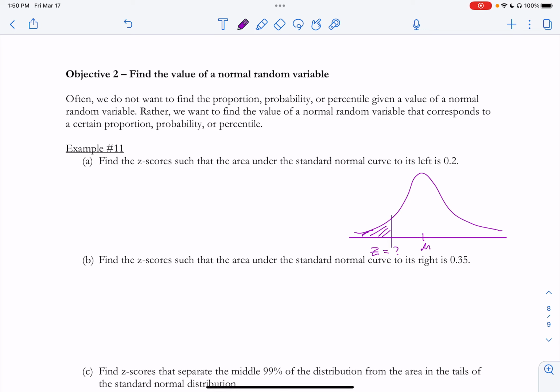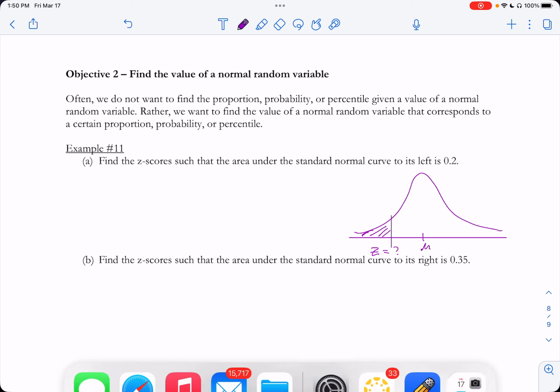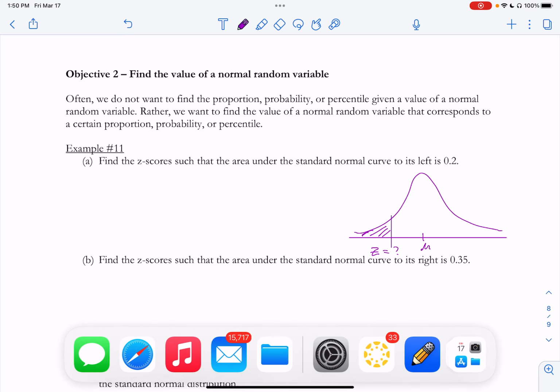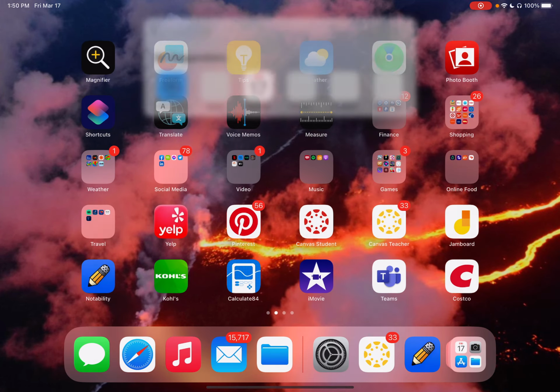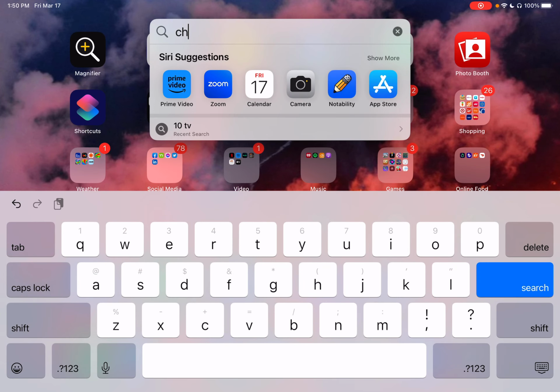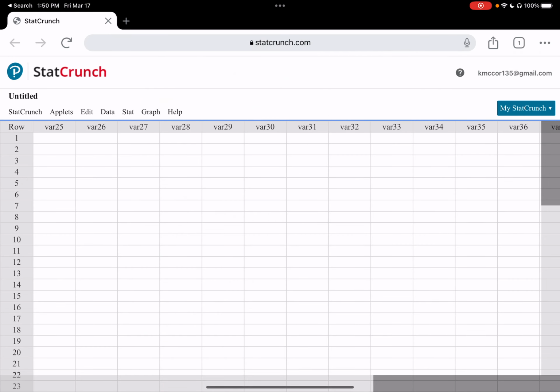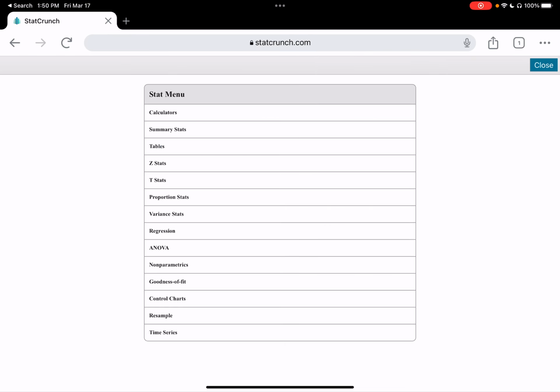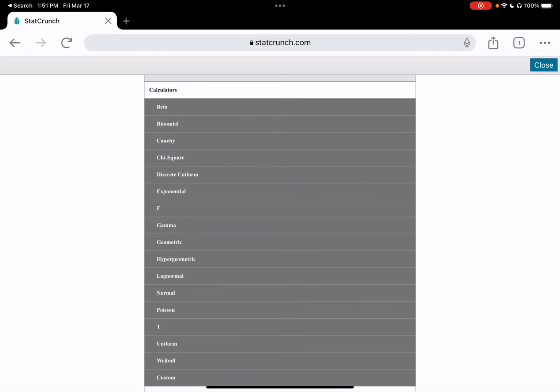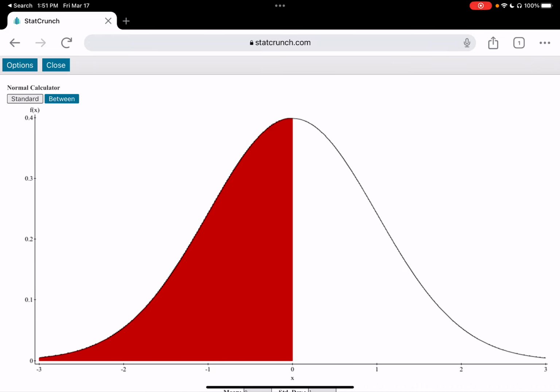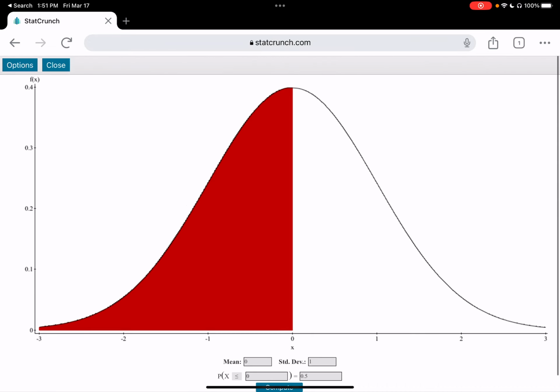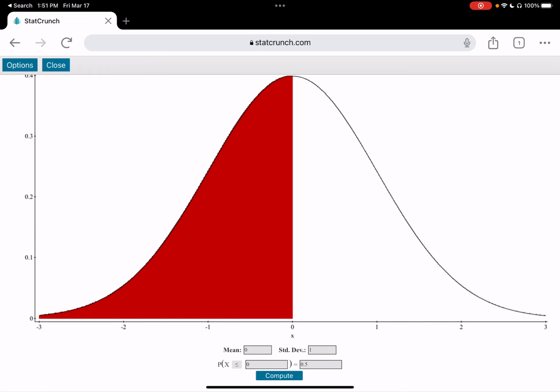Since we're looking at z-scores, I'm going to go into StatCrunch again, which was open a minute ago. Let me find it for you. We'll look for Chrome. There we go. I'm going to go to Stat, then Calculators, down to Normal, and open up my normal calculator. We'll make it a little bit smaller. Because I'm looking for a z value, I'm going to use my standard normal curve, so mean 0, standard deviation 1.